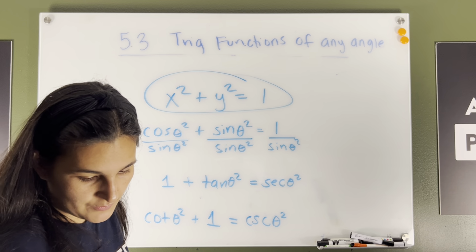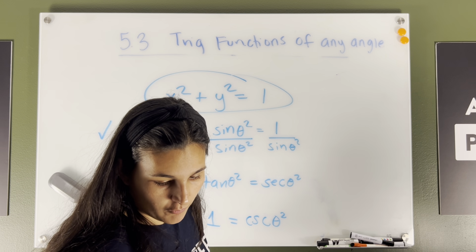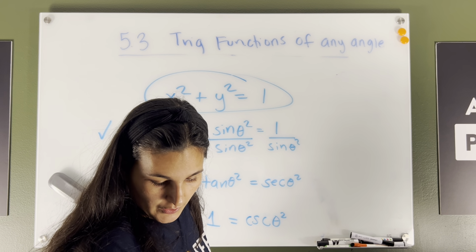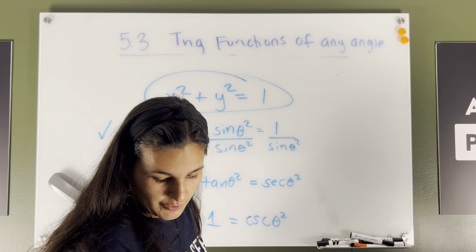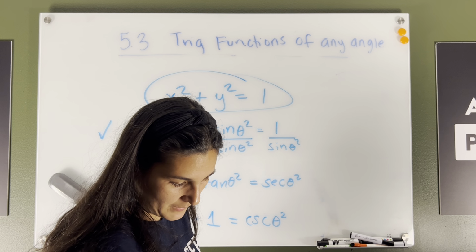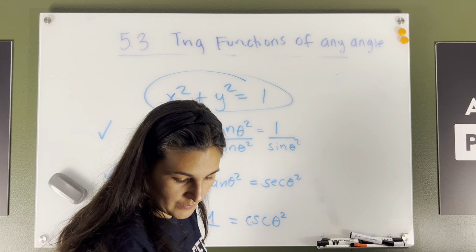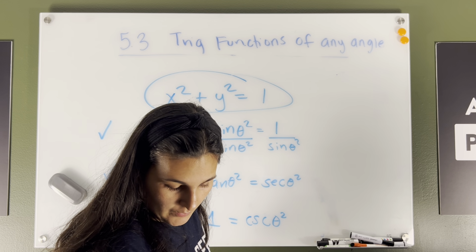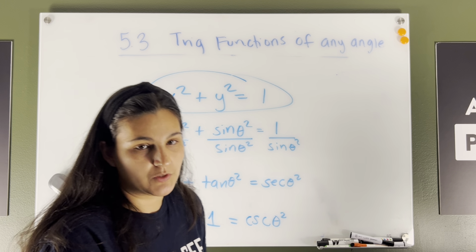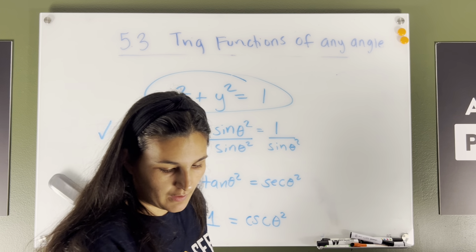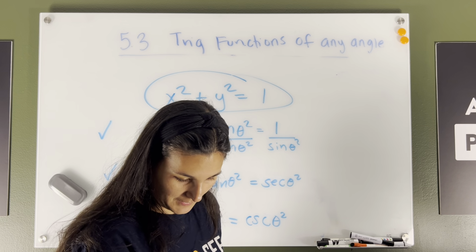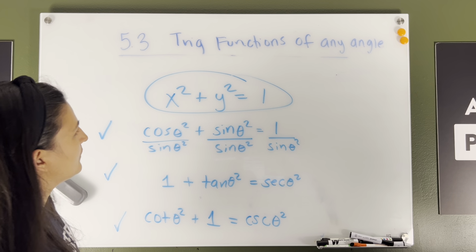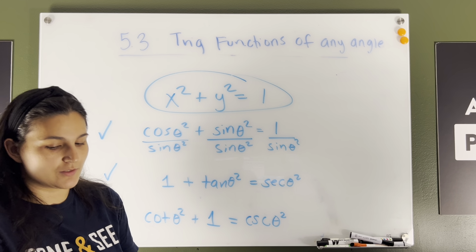Okay, so that concludes 5.3. 5.4 will be using the unit circle to define trig functions. Alright, so we'll be able to just use the unit circle every single time instead of having to use the referencing. So make sure that you review these videos, do your homework, and check out 5.4.